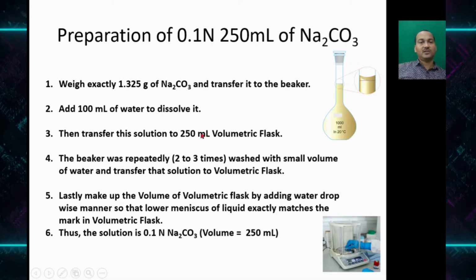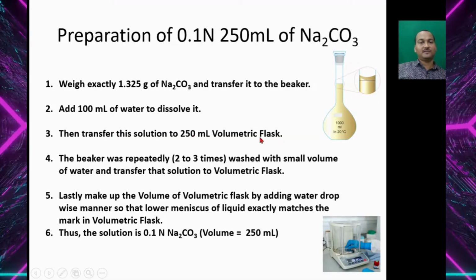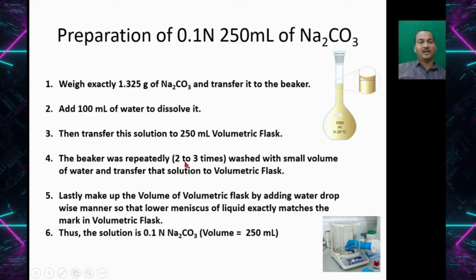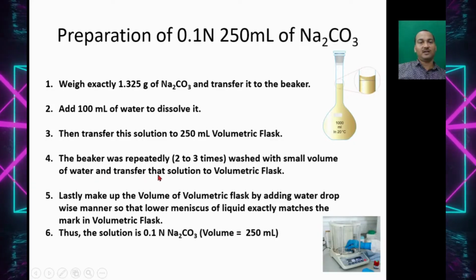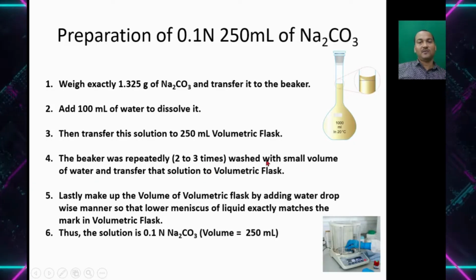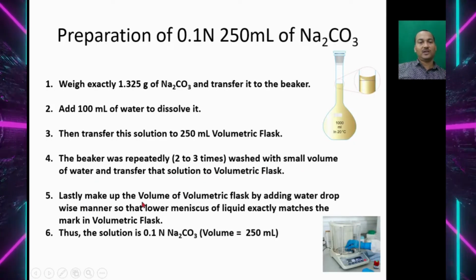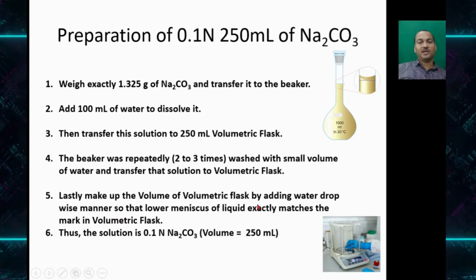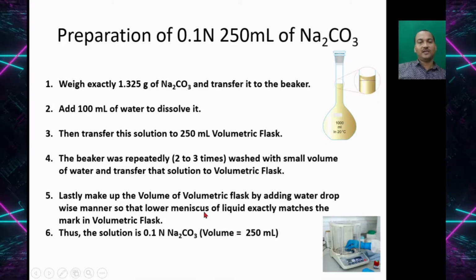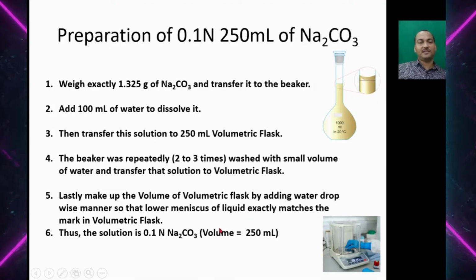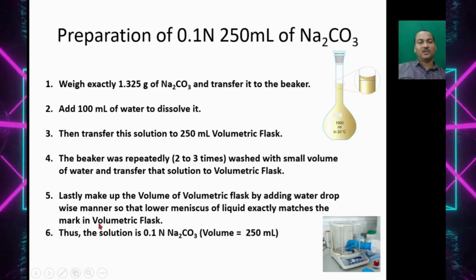Then transfer the solution to the 250 ml volumetric flask. Then the beaker was repeatedly washed 2 to 3 times with a small volume of water and transferred to the volumetric flask. And lastly, make up the volume of the volumetric flask by adding water drop-wise so that the lower meniscus of the liquid exactly matches the mark in the volumetric flask.